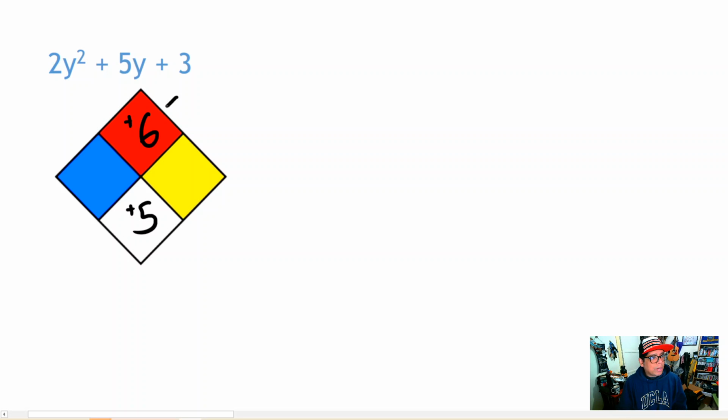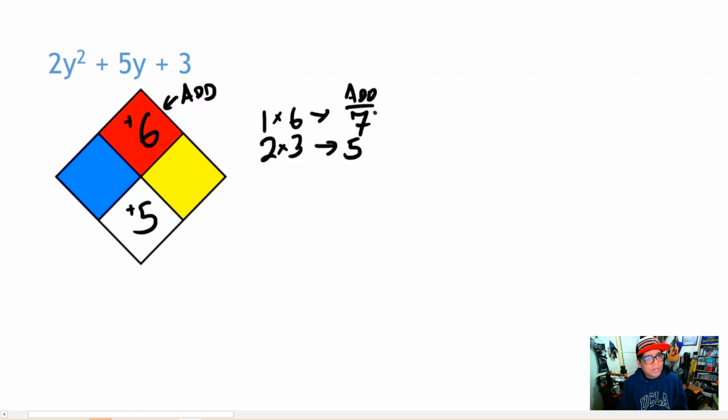The number in the red square is positive, so I know I need to add my factors. What are the factors of 6? Well, it is 1 times 6, and if I add those factors together, I get a 7, which is not what I'm looking for. How else can I make a 6? 2 times 3, and if I add those factors, I get a 5. So this one is wrong, this one is correct.